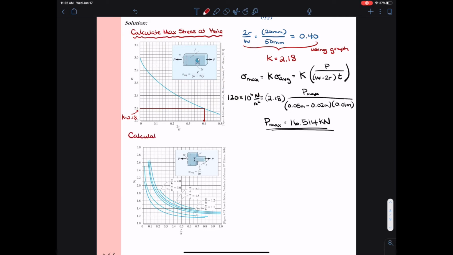Now we want to check the portion of the bar where we have those fillets that are leading to the reduced cross-section. So let's calculate the maximum stress at these fillets.